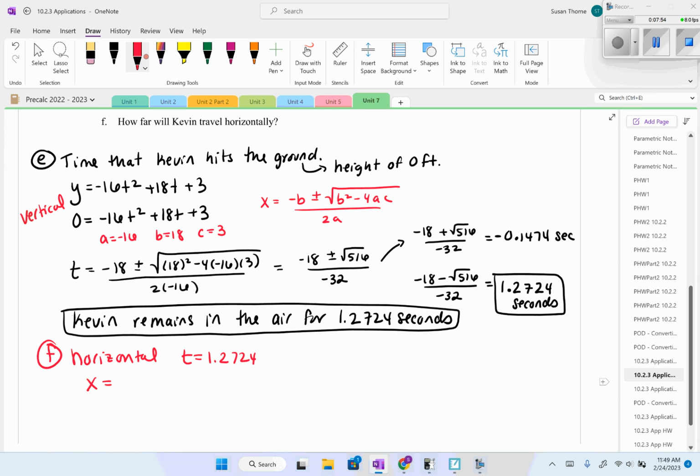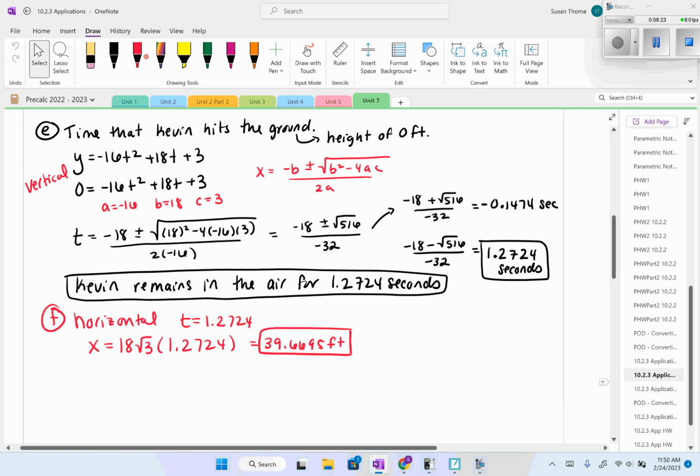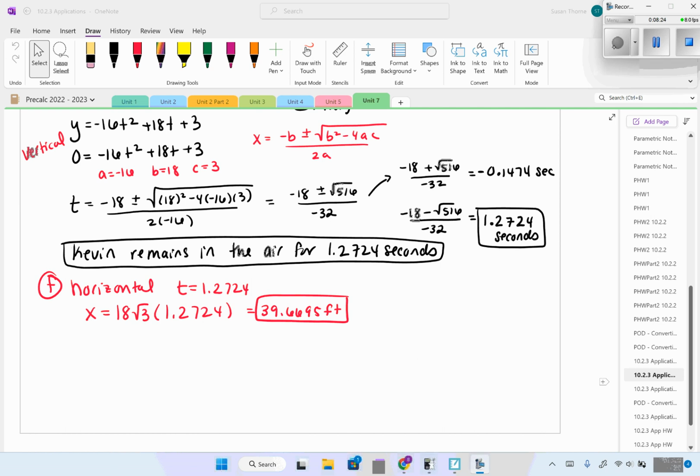So we're plugging that in for time into the x. So x is equal to 18 root 3 times 1.2724. Remember, that equation was from our answer from B above. So when we plug this in, we get 39.6695 feet. So that is how far we have traveled for this problem. Of course, it just means we're traveling very fast on our skateboard.